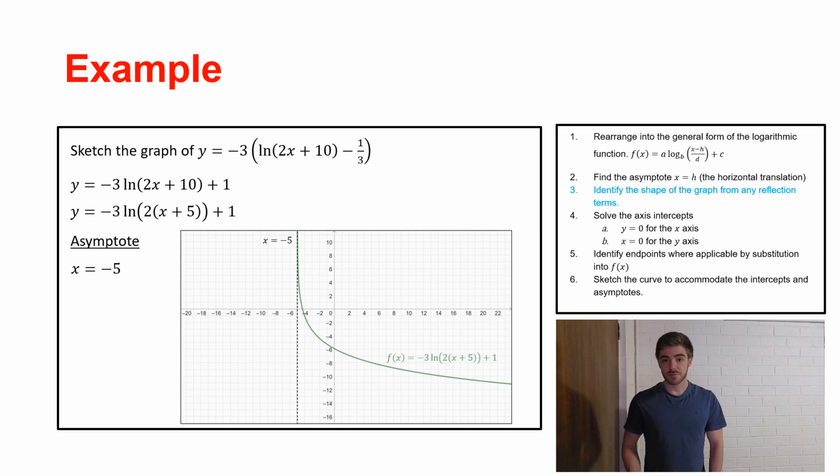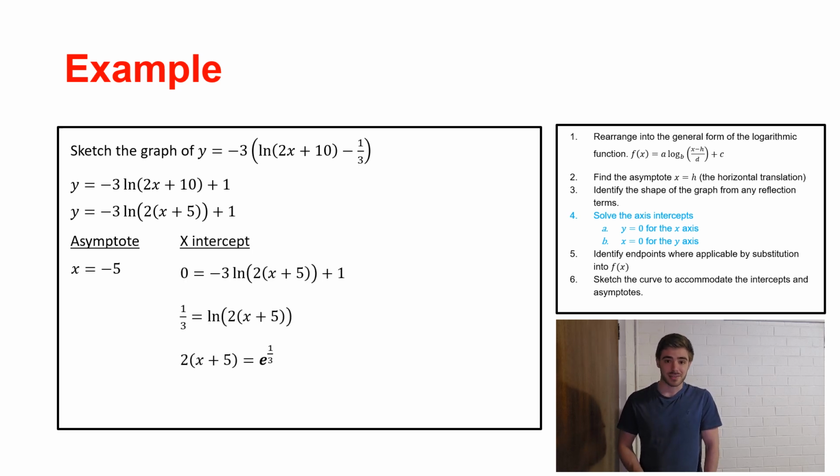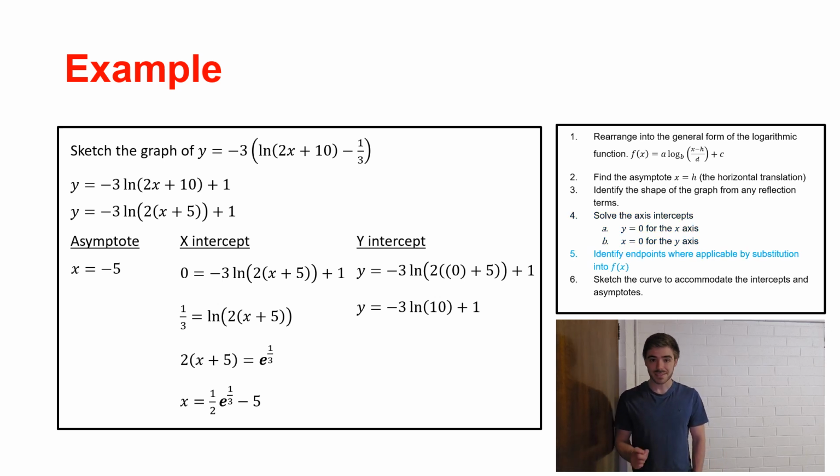Speaking of which, let's try and find those axes-intercepts. For x-intercepts, we're just going to set y equals 0. This is going to require us to get the logarithm on its own and then convert to exponential form. For y-intercepts, we're just going to sub in x equals 0. This one is much easier to simplify. From here, we would normally try to figure out where the endpoints of our graph are. But since there's no restriction on our domain, we don't have to do this.